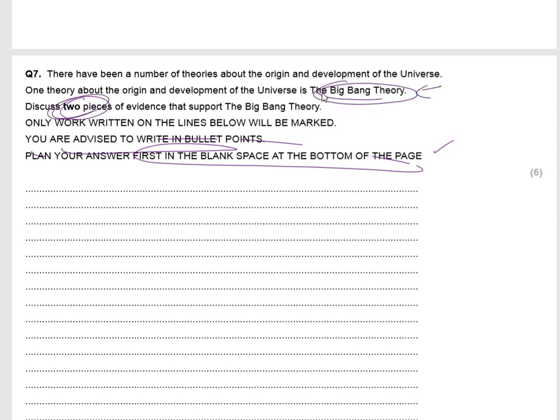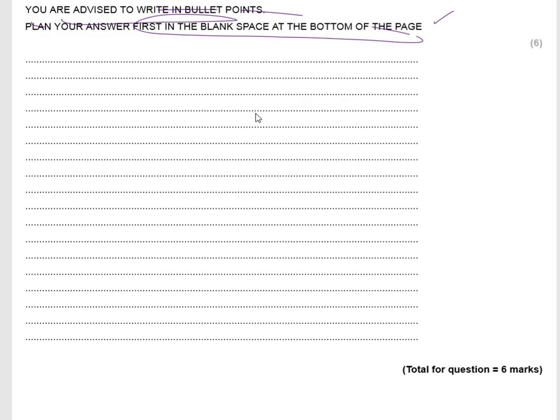Now, two pieces of evidence. We need two things, so I'm going to split this into two. The first piece of evidence is going to be the redshift. The second piece of evidence is going to be the CMBR. Start with the redshift first of all. What is the redshift?